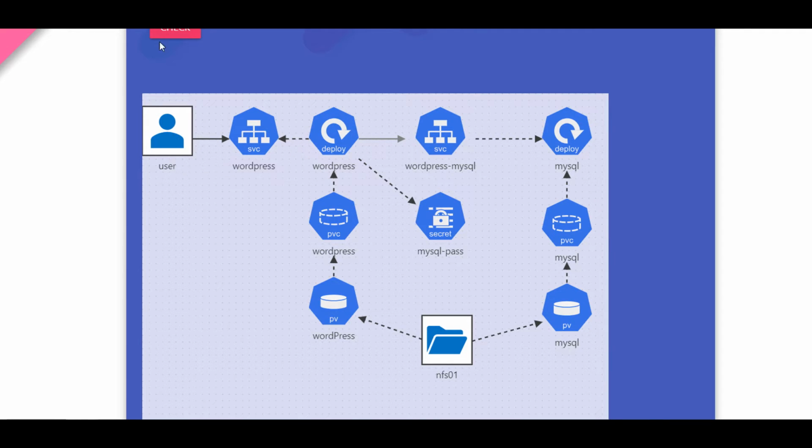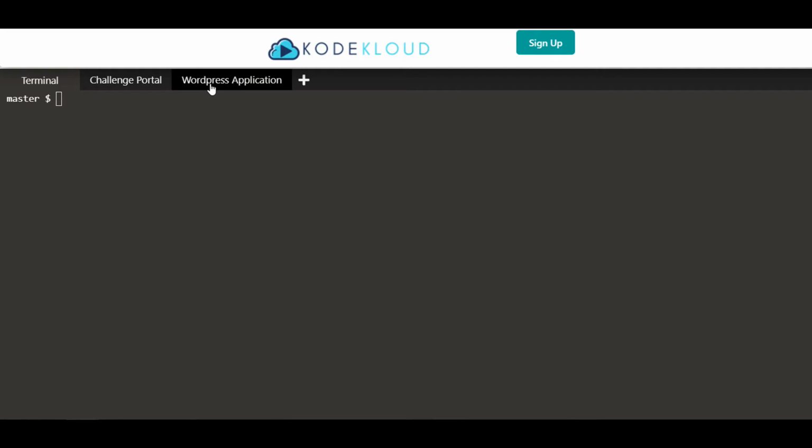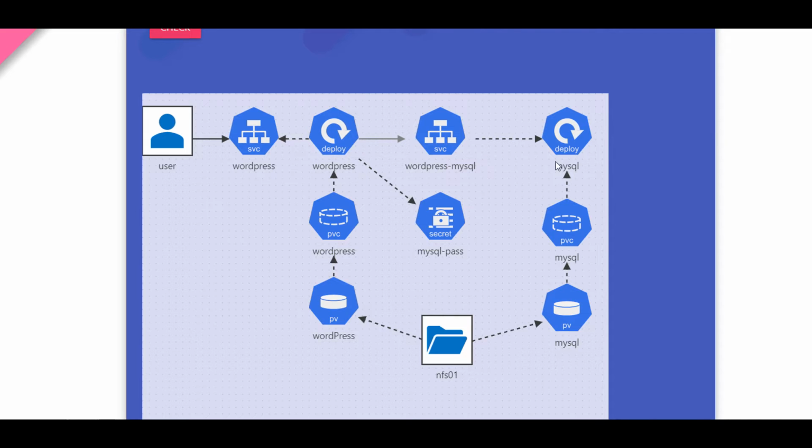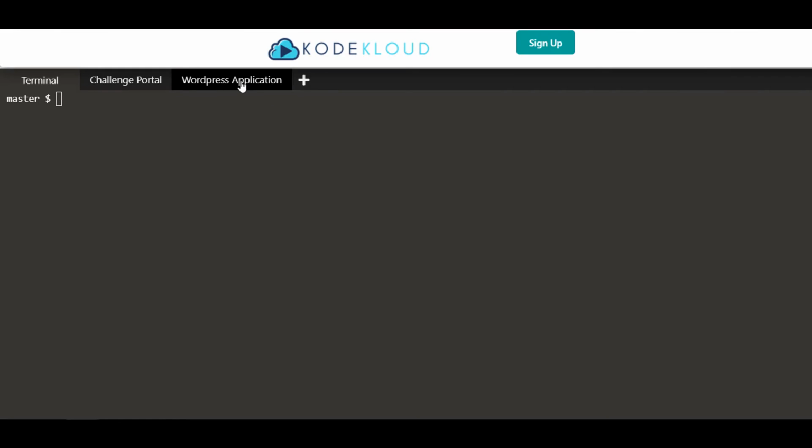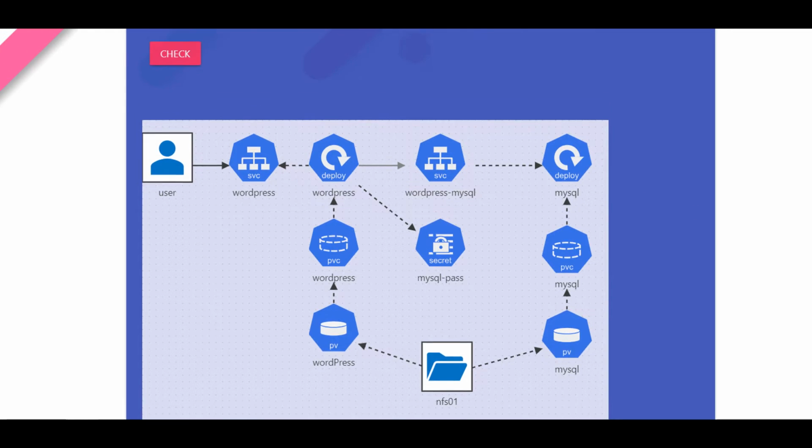So you're going to access the application once this is complete using another link, which is given right above your terminal, called the WordPress application. So the challenge is to deploy a WordPress application with a MySQL database, both using NFS share as the storage, and then finally have a front-end service created through which the user is going to access the application, and then you can access the application using this link. Okay, so that's the whole idea.